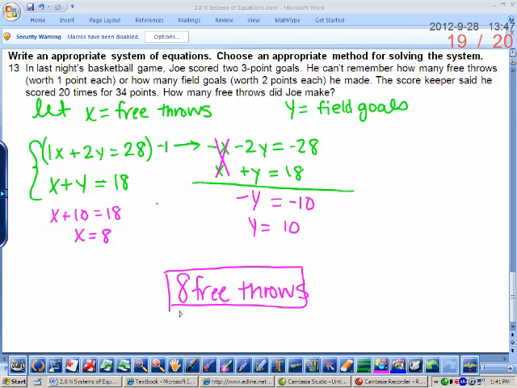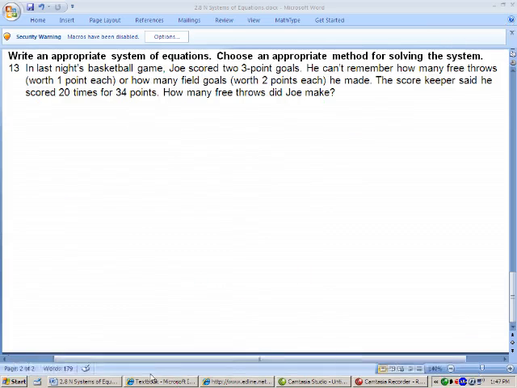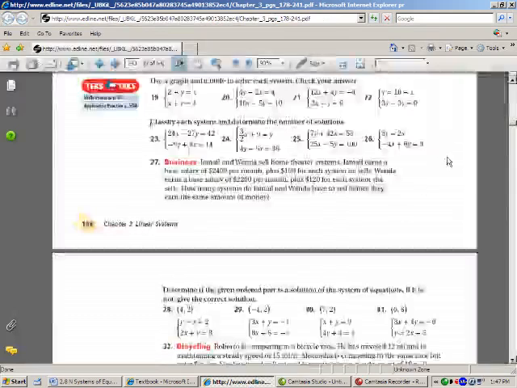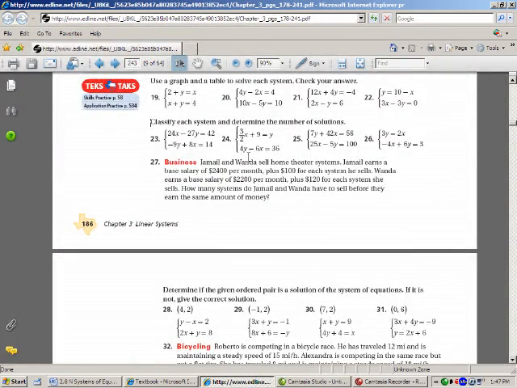Okay? All right, your homework is out of the book, and I'm going to project it for you so you can get started. You've got about 10 minutes. Okay? Here's one piece of information about your homework. On this section, 23 and 25, where it says classify each system, don't worry about that. That's vocab from the book that we're not really focusing on. So just go ahead and determine the number of solutions. Okay?